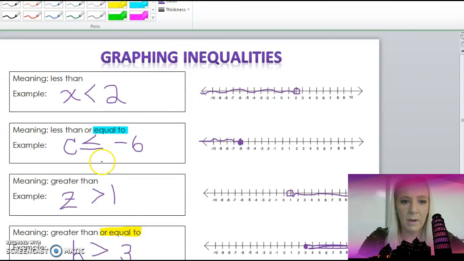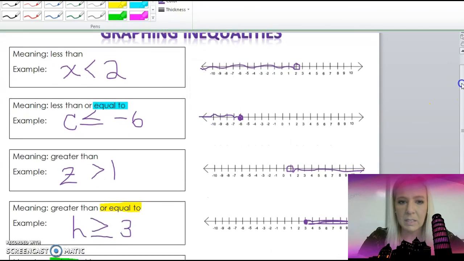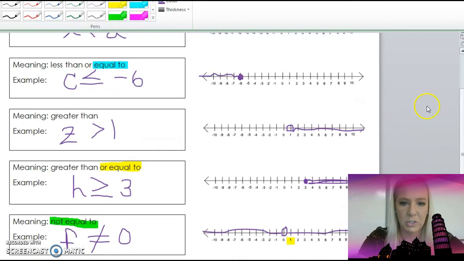Again, if you want to go back and re-watch each of these so you can hear it again, come to class tomorrow with any questions that you might have, and we're going to work on continuing to graph our inequalities.